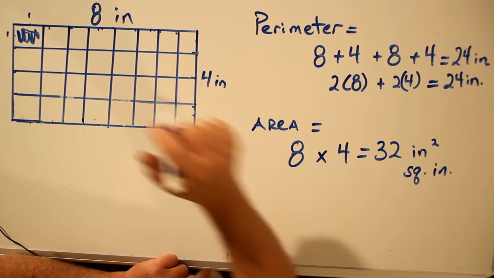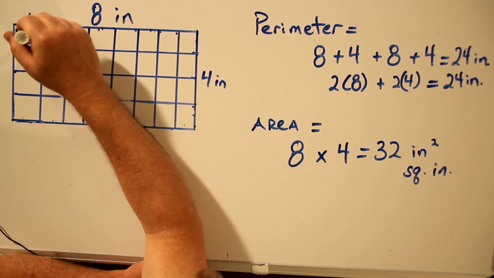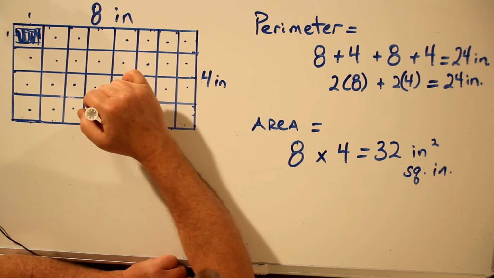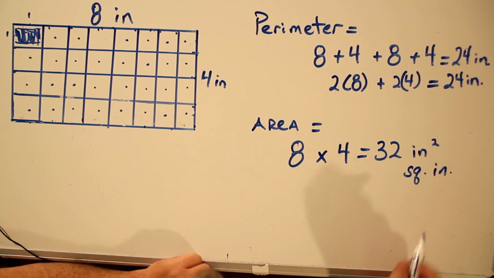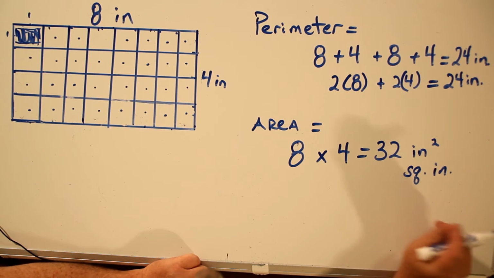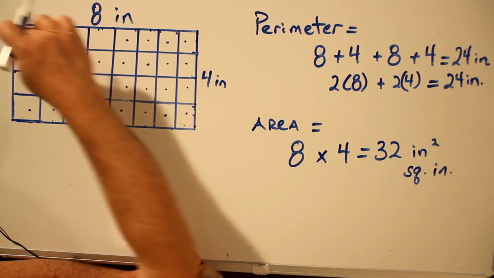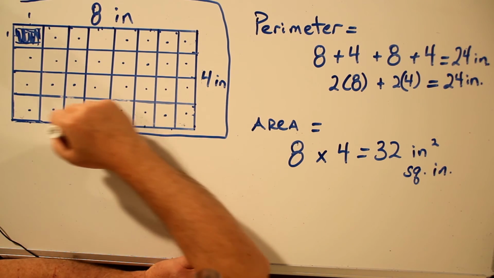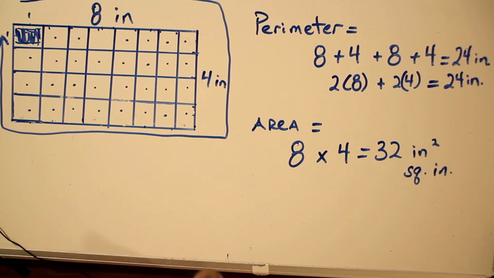And the reason why we call them square inches is because we have 32 of these squares. Here's 1, 2, 3, 4, 5, 6, 7, 8. It's 27, 28, 29, 30, 31, 32 of these square inches. So whenever we're measuring area, the units are squared. Whenever we're measuring perimeter, it's a linear measurement going around the object like this. So it's just a linear measurement in inches. That's how you find the area and perimeter for a rectangle.